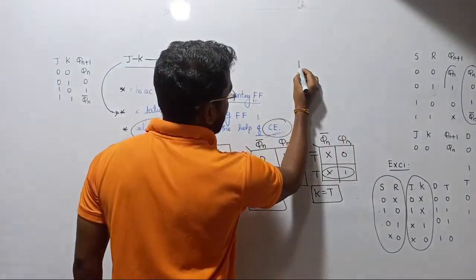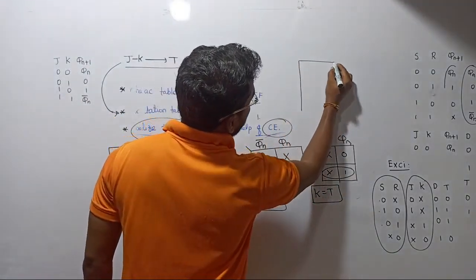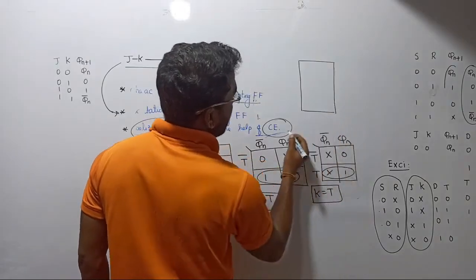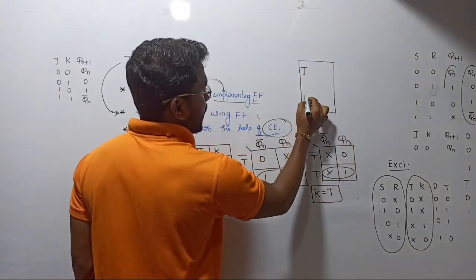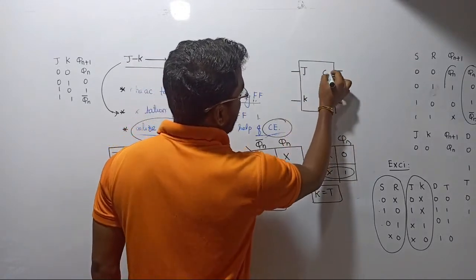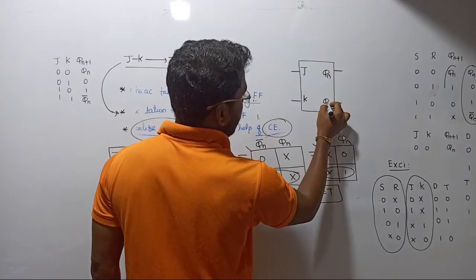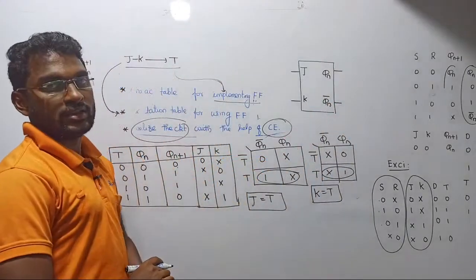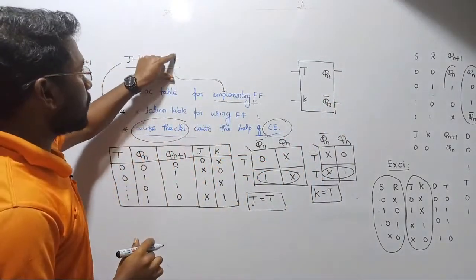Let us realize the circuit. Actually we are going to implement the T flip-flop with the help of the JK flip-flop. First we need to draw the JK flip-flop. Of course, step number 1, we have to realize the JK flip-flop in order to realize the T flip-flop, right? Yeah, we have drawn the JK flip-flop. Happily we can design the T flip-flop now, right?